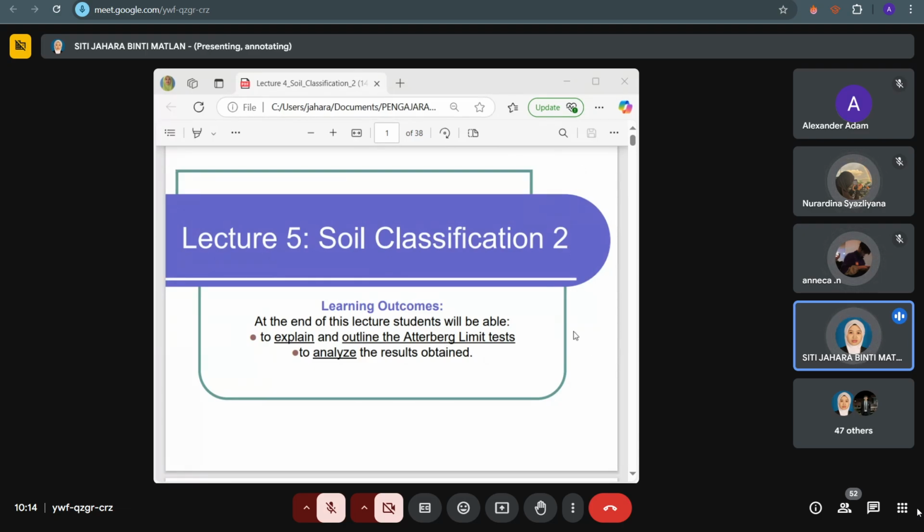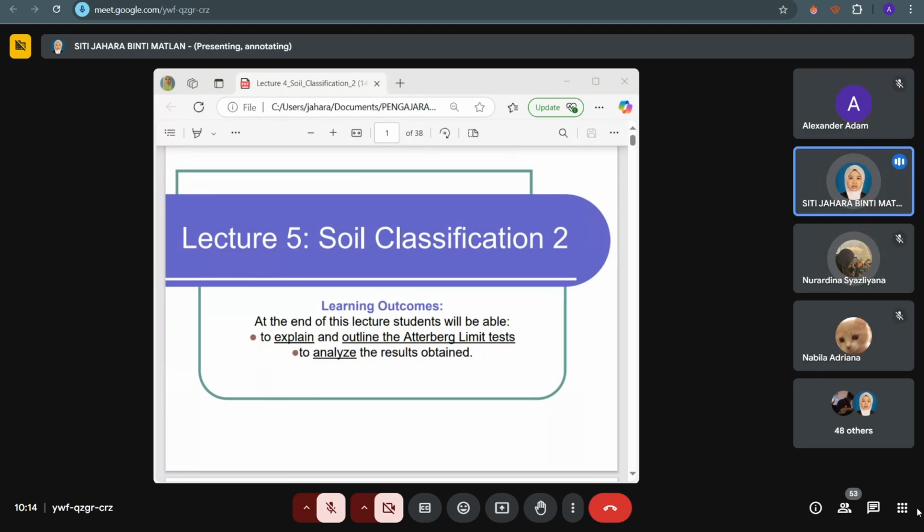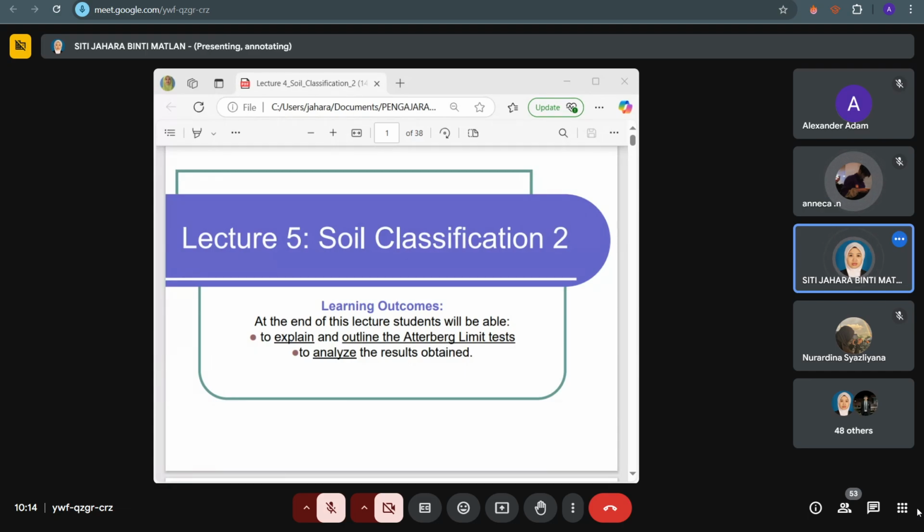So the learning outcomes for this topic today: at the end of this lecture, you should be able to explain and outline the Atterberg limit test and to analyze the result obtained. So ini adalah objective kita for today's session.